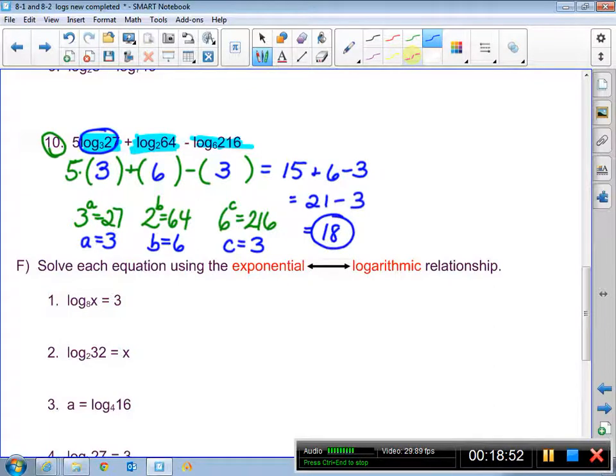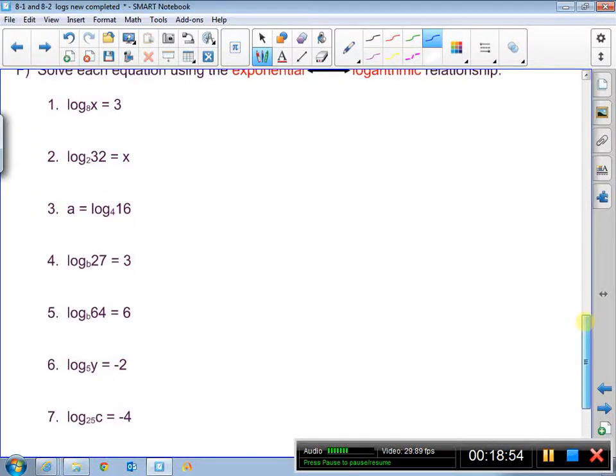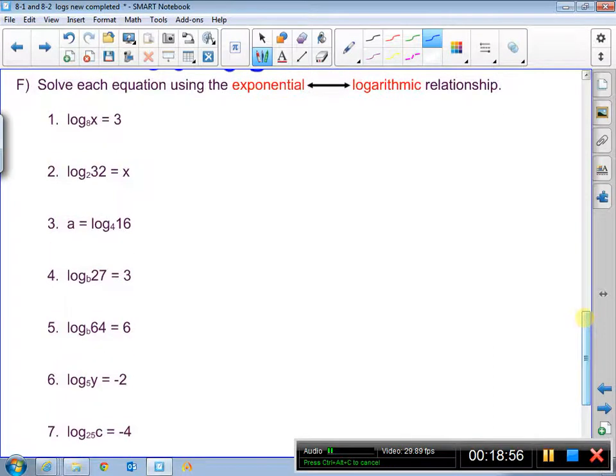All right, so there's a couple blank there. If you want to try them and check them in class, you can do that. Or we can do them together in class. Let me know if you need them.